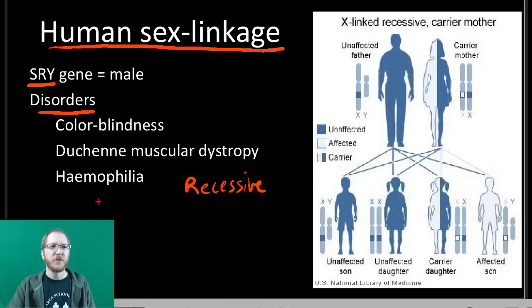And then hemophilia, there's several types of hemophilia. Some of them are going to be X-linked recessive as well. And so this is why hemophilia tends, yet again, to affect males.